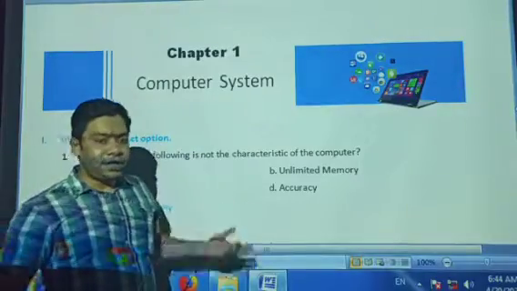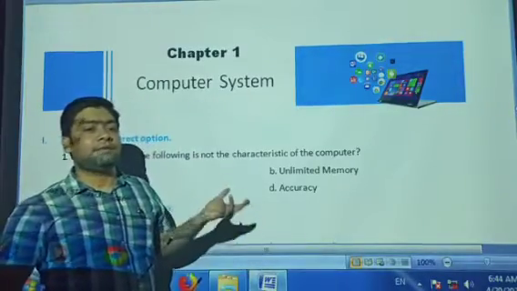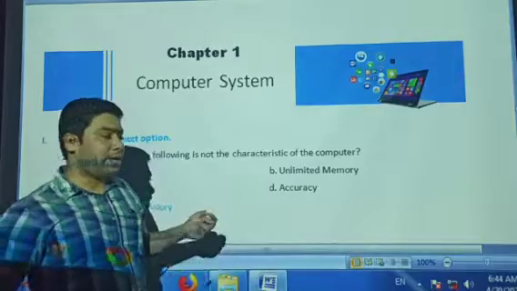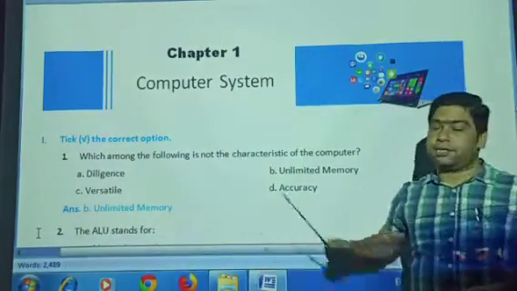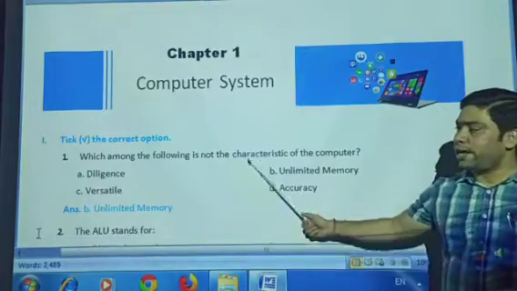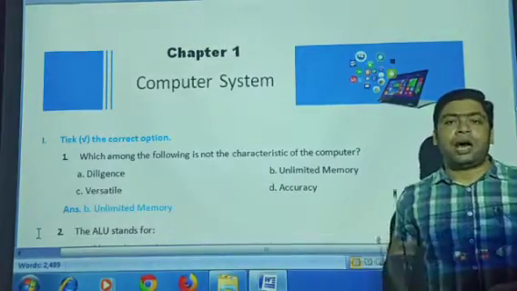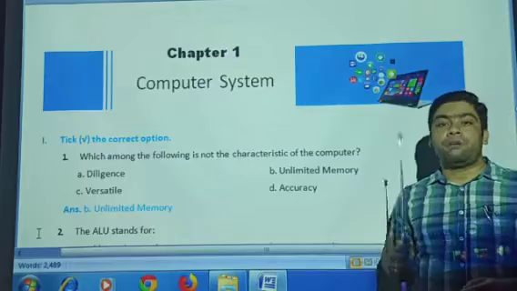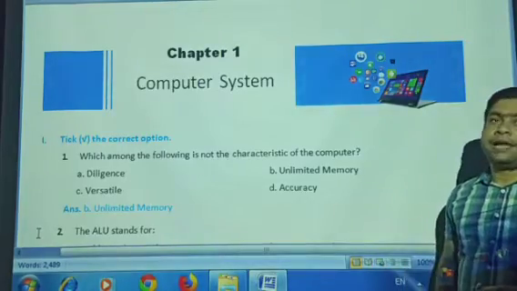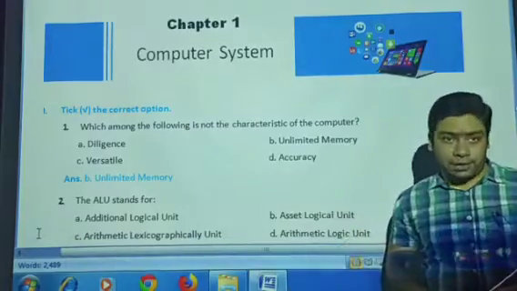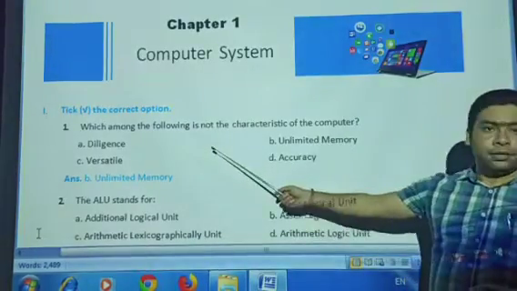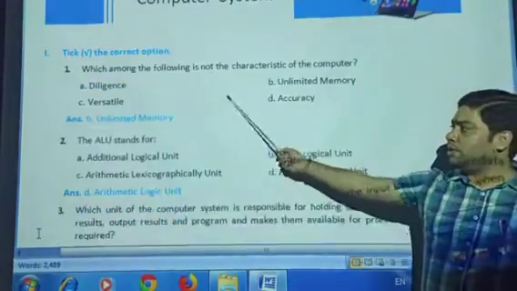As I already told, the storage devices we already discussed. If you have any doubt, you ask me further. Now we are discussing the question answers. Here the question as well as the answer are both mentioned for your help. So complete your homework as well as syllabus according to this. The first question is about what, take the correct option. As you've seen, the question is given, four options are given.